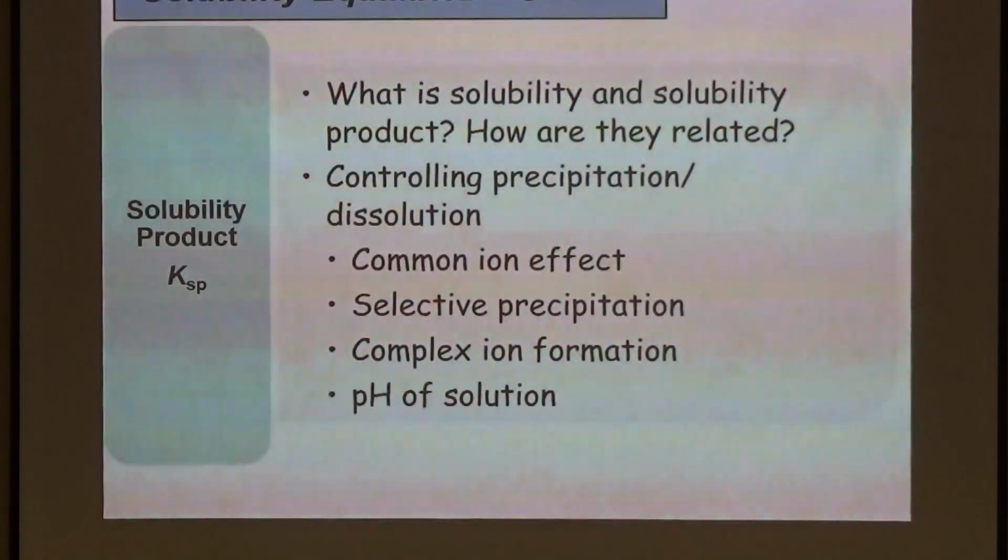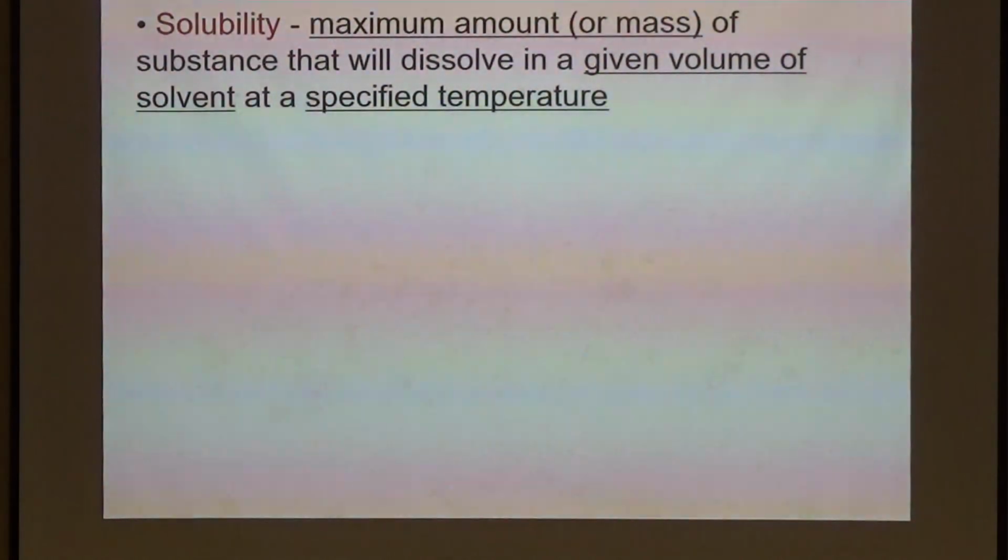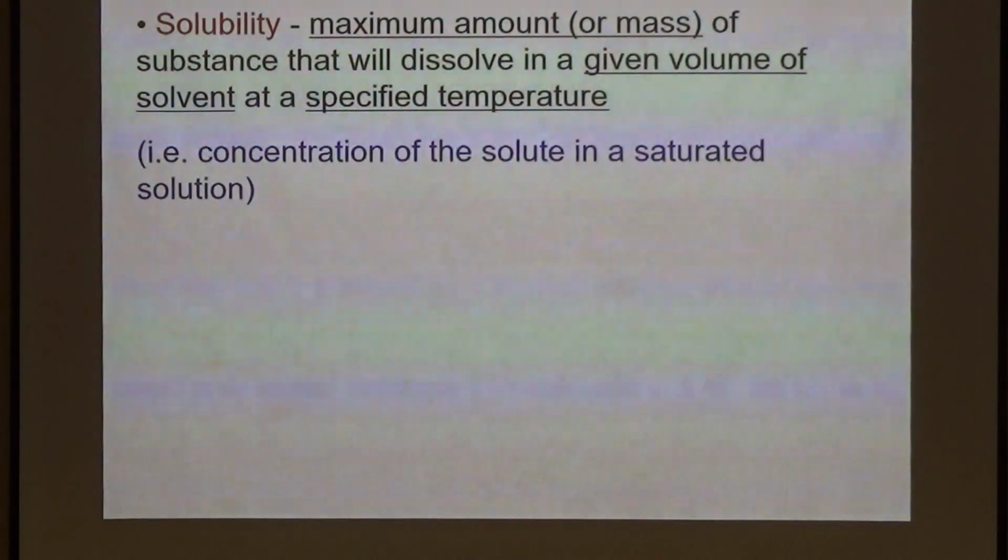Alright, so we need to know about solubility and what we will call solubility product. Okay, how do you control the precipitation or the dissolution? What's the common ion effect? What's selective precipitation, complex ion formation, and the pH. Okay? So, solubility, basically the maximum amount or mass of a substance that will dissolve in a given volume of solvent at a specified temperature. So basically, it is the concentration of the solute in a saturated solution.